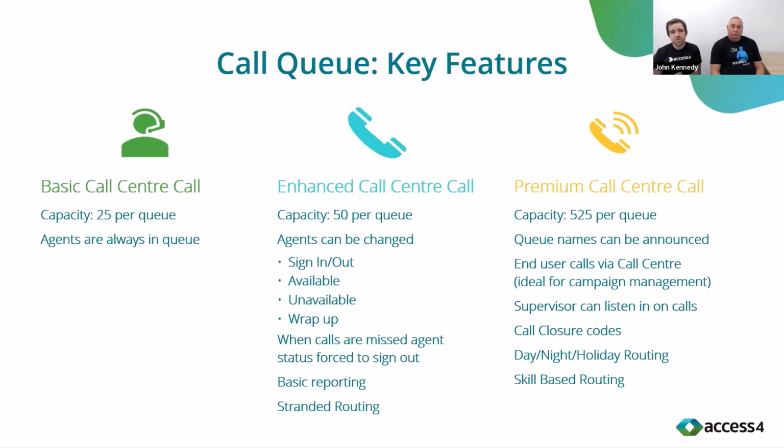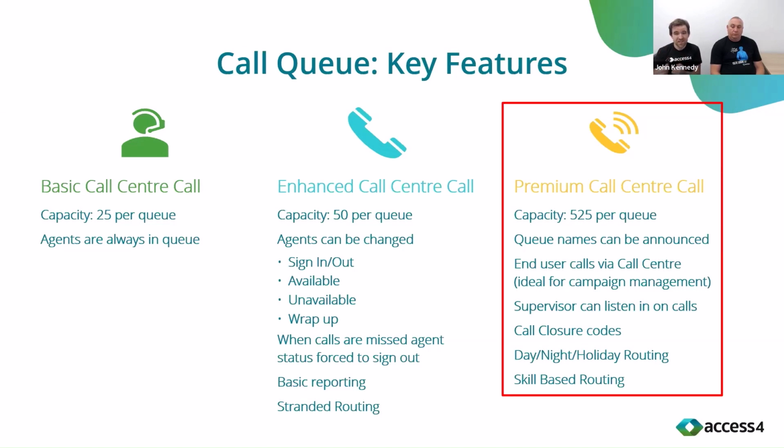It's taking the step up again from there into our premium call queues. So really detailed, advanced functionality here. It can announce the queue name to the recipient of the call, which call queue they're receiving from. If they're taking calls from multiple queues, where's that coming from?